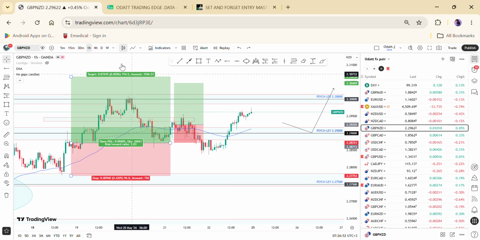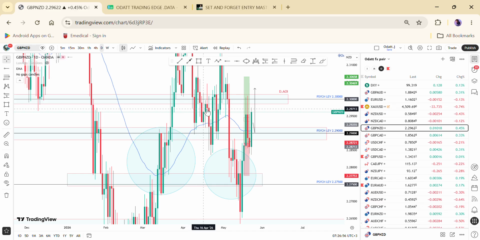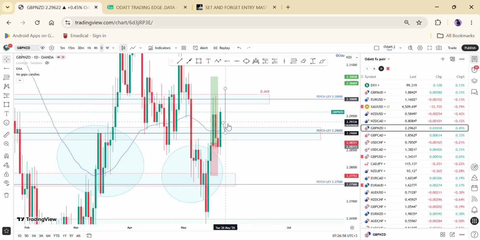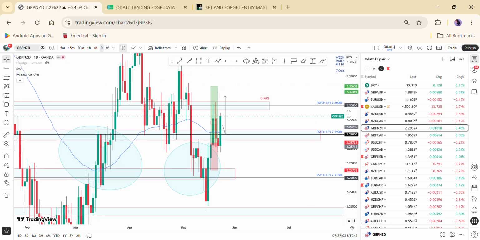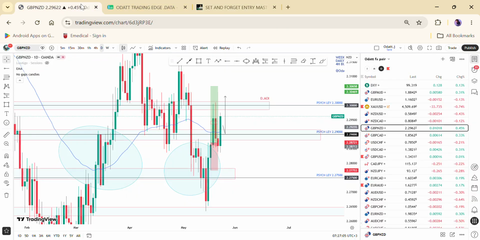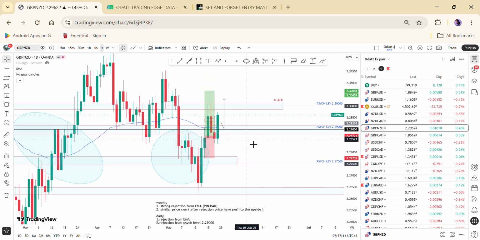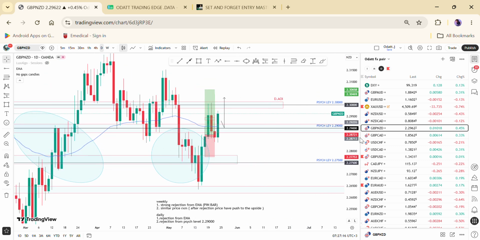But here it seemed to create a much clearer setup next week, like rejection around here and then continue moving to the upside. So we will see it next week in my next analysis. We'll be looking for continuation to buy to the upside. So that was GBP NZD. Let's see GBP CAD.